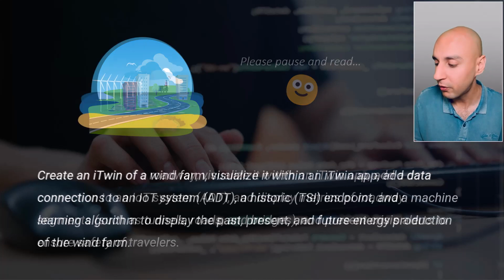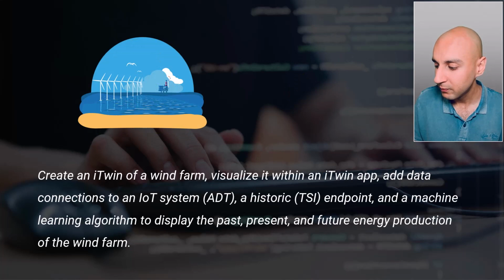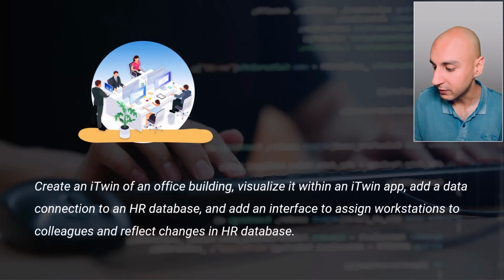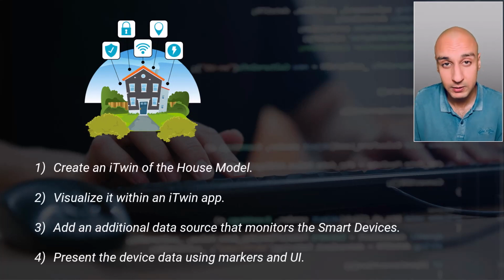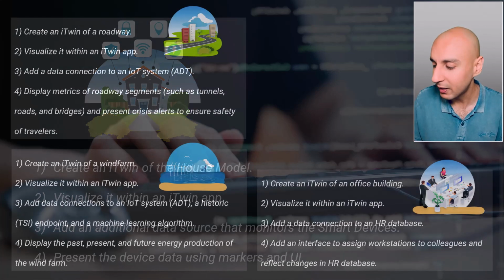Then we have the smart wind farm. And finally, the smart office. Now, just like we broke down the use case statement for the smart house into these 4 simple steps to make things easier, we're going to do the same thing for all these use cases. So here's what that looks like.